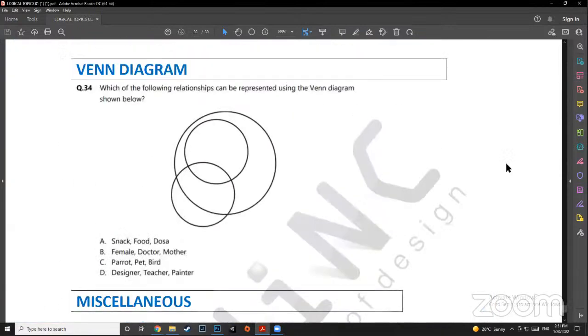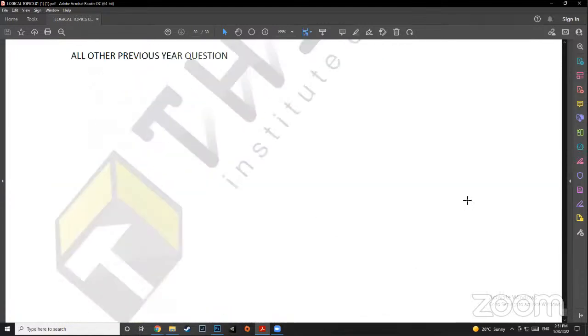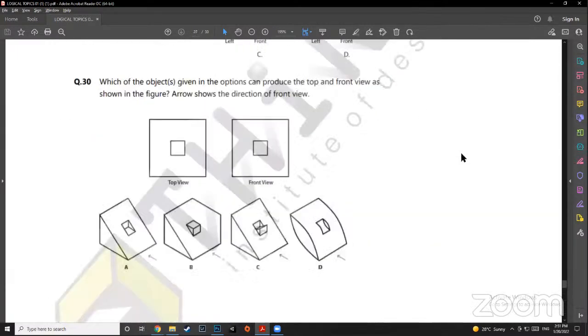Then there are Venn diagrams, and I think for Venn diagrams, there will be enough tutorials on YouTube for understanding them. And there are many different types of questions that can come.